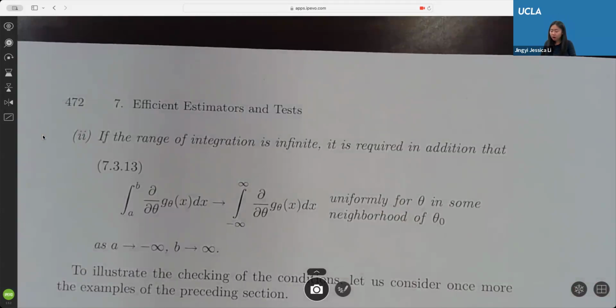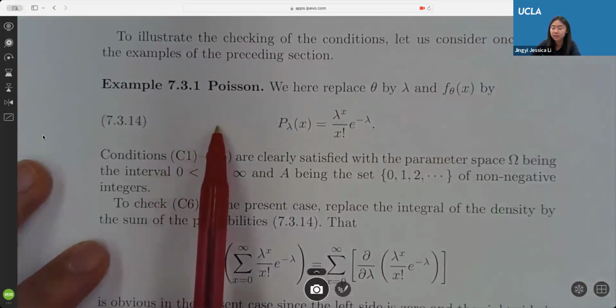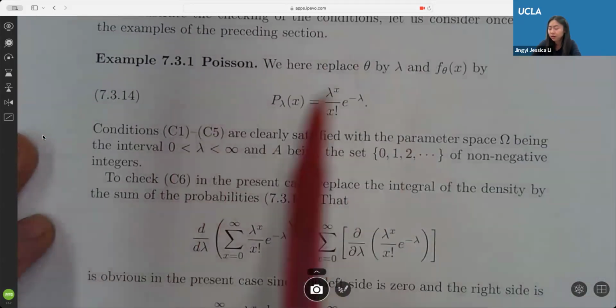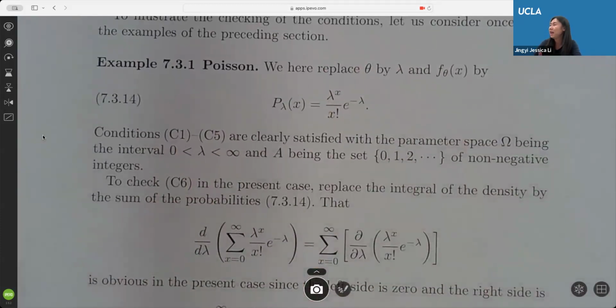I think we can probably stop here. For this result, we're just trying to show an example. We can probably visit this next time. The Poisson example is just trying to show that the conditions can be checked and they hold. So that's why the asymptotic normality for the MLE holds.